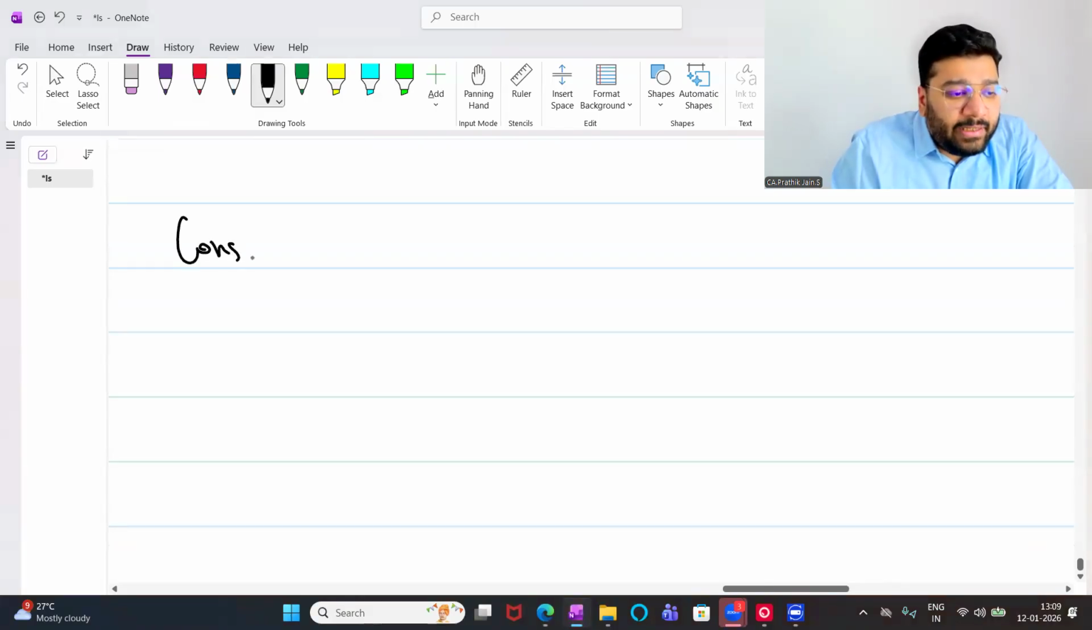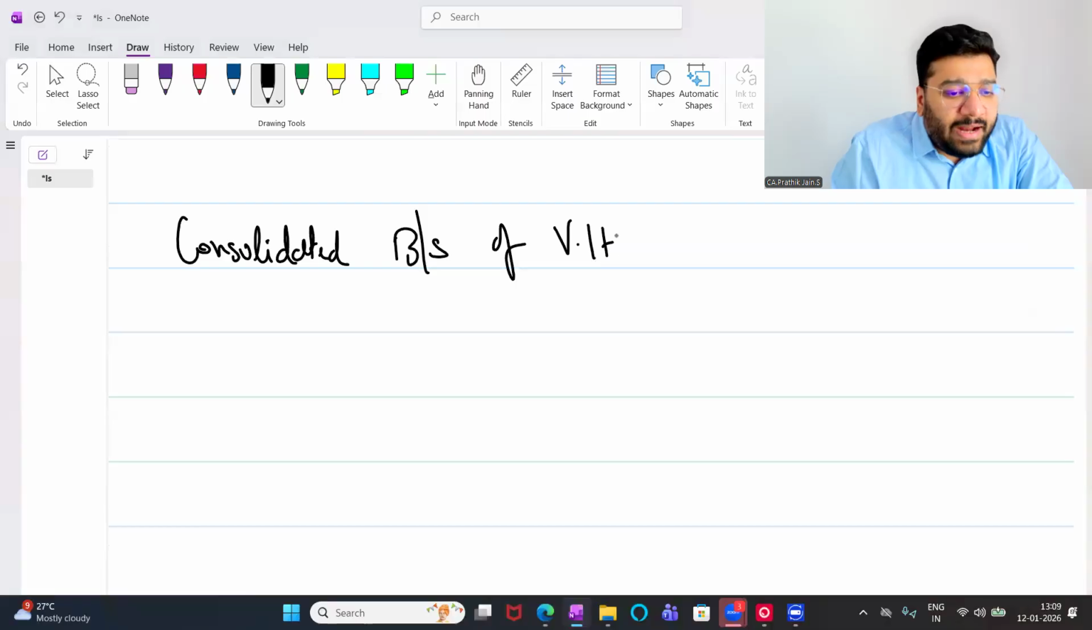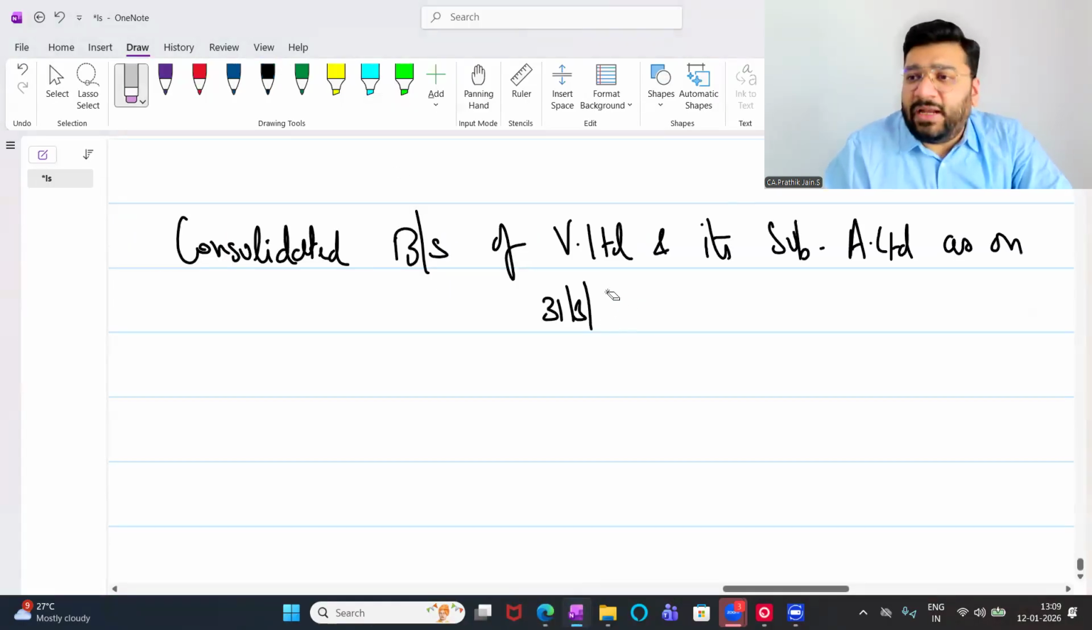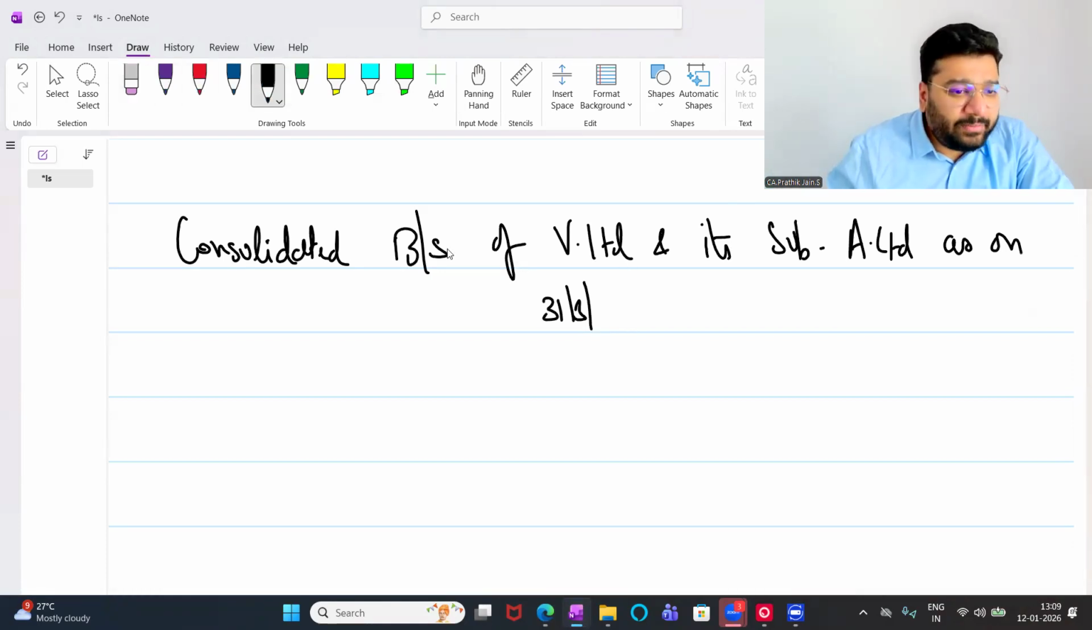Now, consolidated balance sheet of Virat Limited and its subsidiary Anushka Limited as on 31st March 2001, okay. We are in 2025, but they're still in 2001. I'm so sorry. उस टाइम पे तू पैदा हुई थी? नहीं, मैं विराट का... Oh my God. You're thinking about them.